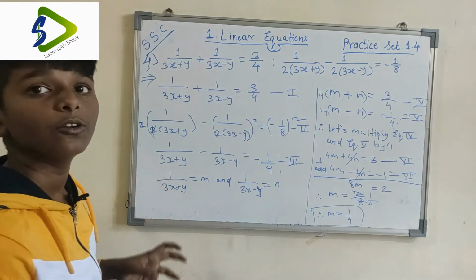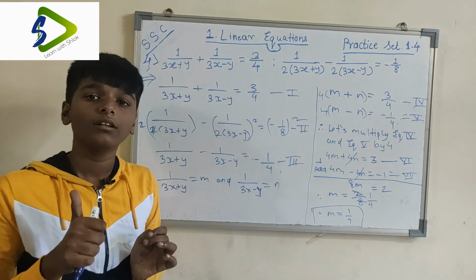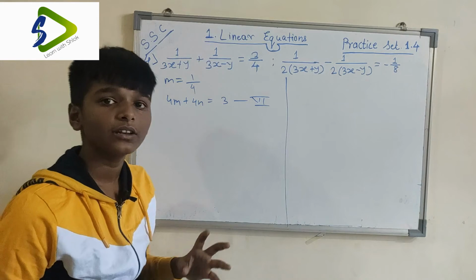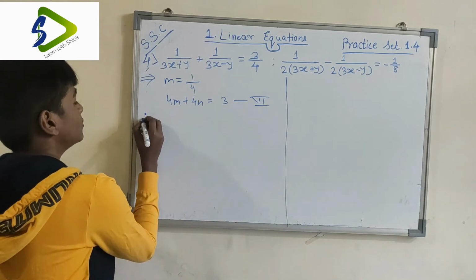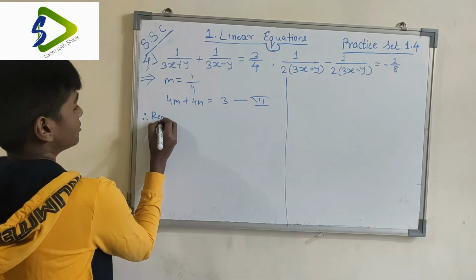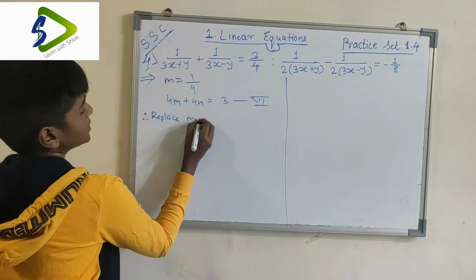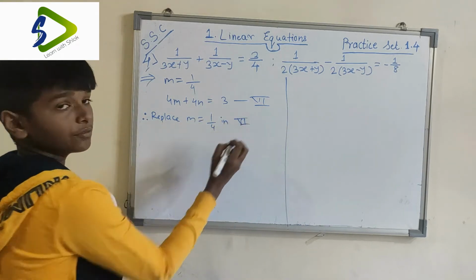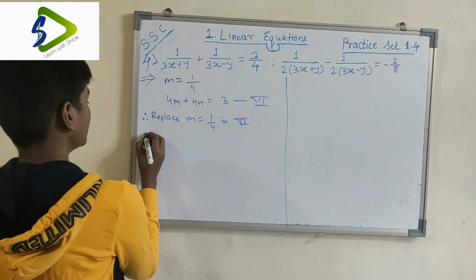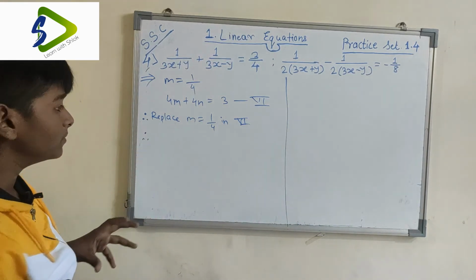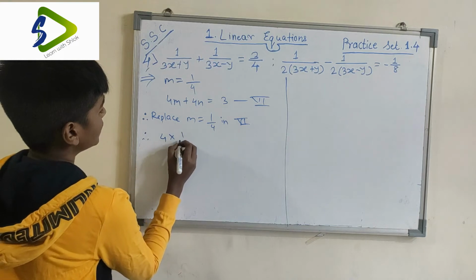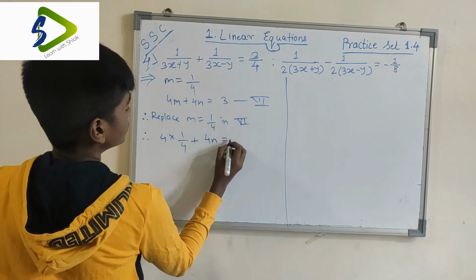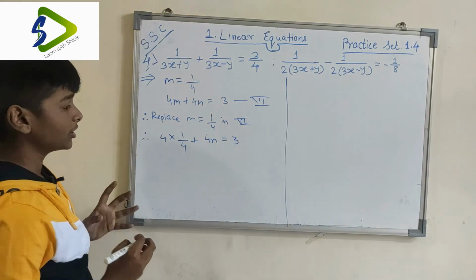Now that we have found the value of m, let's find the value of n. So let's replace the values. Replace m is equal to 1 by 4 in equation 6, I am taking. You can take any equation you want. I am taking equation 6. So instead of writing 4m, we write 4 times 1 by 4 plus 4n is equal to 3. This is what our equation becomes.